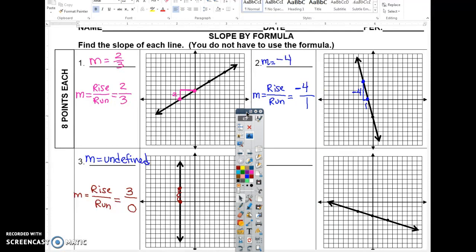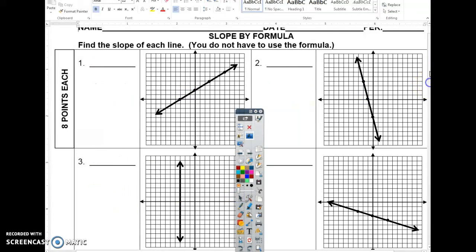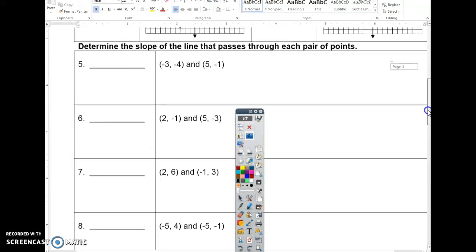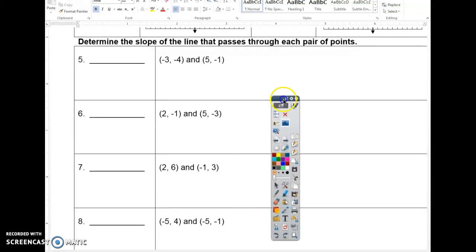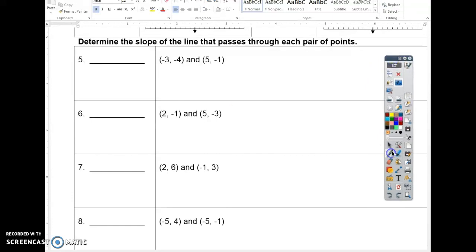And then you're going to do that last number 4. Let's go down to problem number 5. Now these, we are going to use the slope formula. So everybody look at your formula chart. Look at the formula chart that is on your desk.